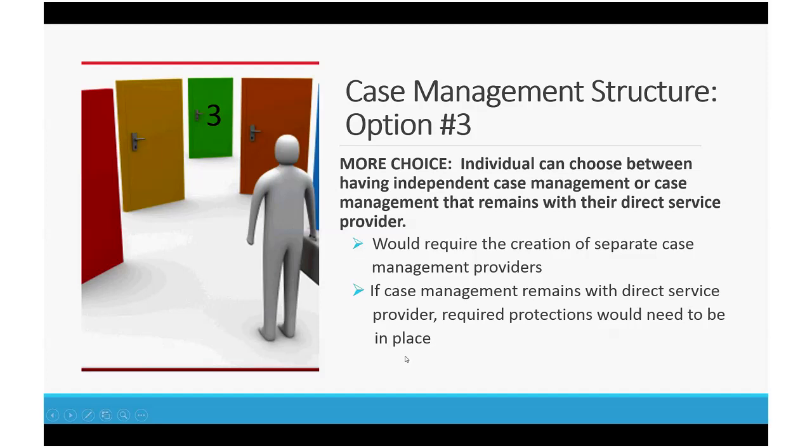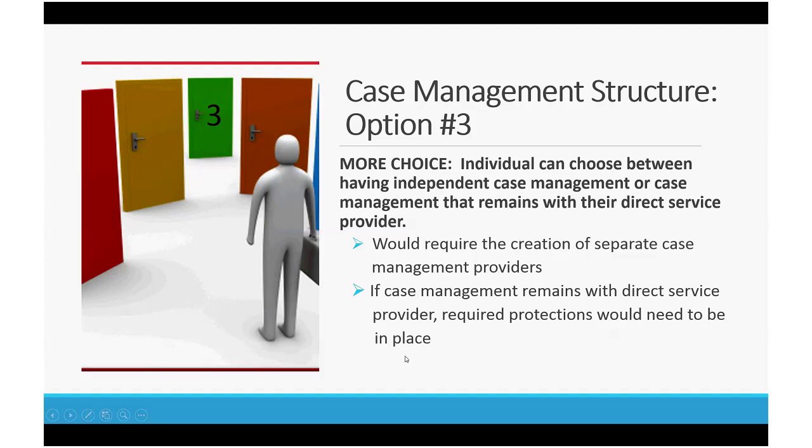Option 3 around how case management could be structured includes creating a choice. So what this would require is that case management entities are developed across the state. So then an individual could choose between having an independent case manager from an organization, or maybe an independent case manager, and having their case management delivered by the same organization that provides their direct services.